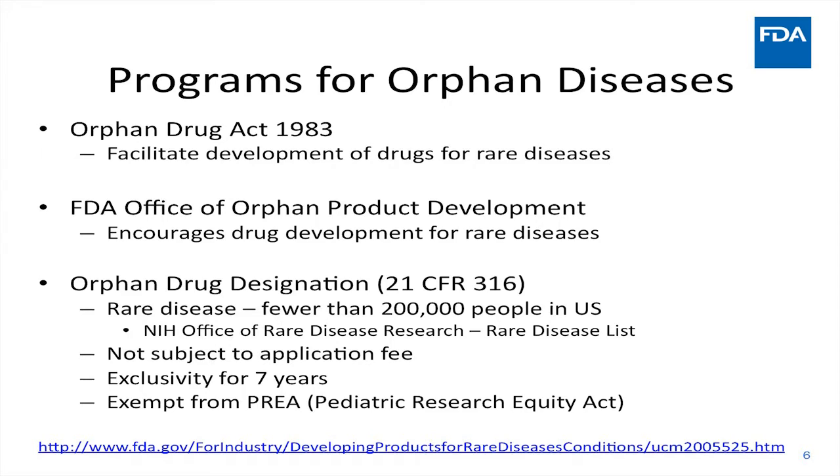So with the passing of the Orphan Drug Act in 1983, the FDA established the Office of Orphan Product Development, which was again established to facilitate drug development for rare diseases. And this is the office that grants the designation of orphan drugs. Now, just to point out that this designation is not automatic. In other words, the sponsors have to apply for orphan drug designation. And once designation is granted for a specific product and for a specific indication, this has certain benefits for the sponsor, which can stimulate further drug development in that area.